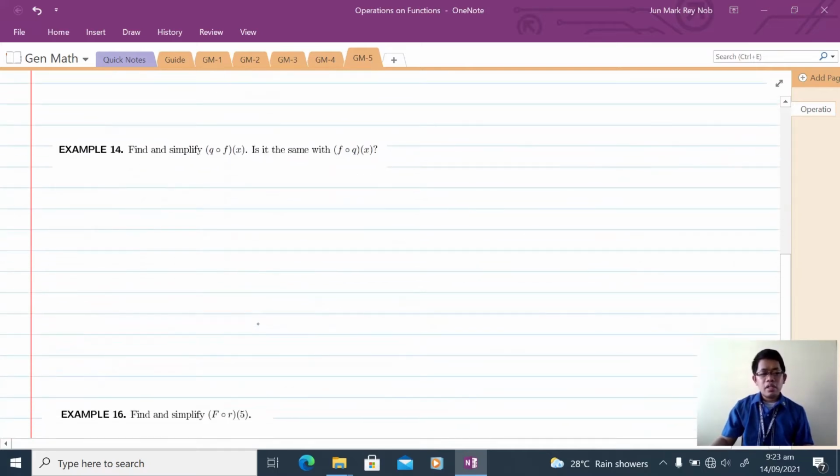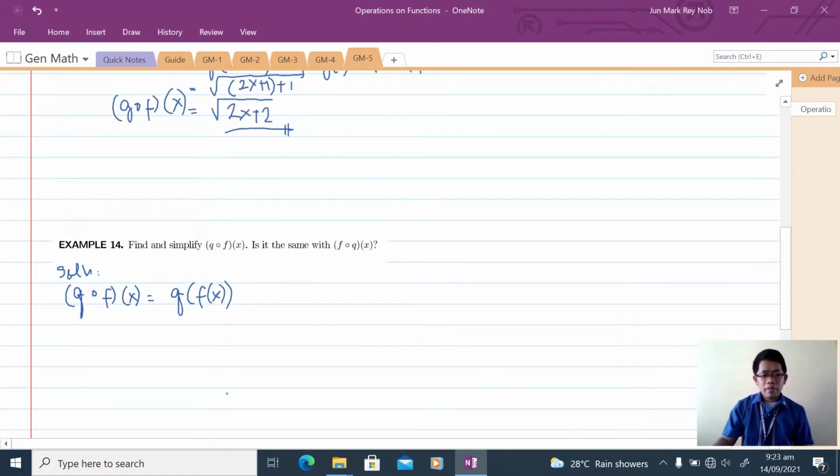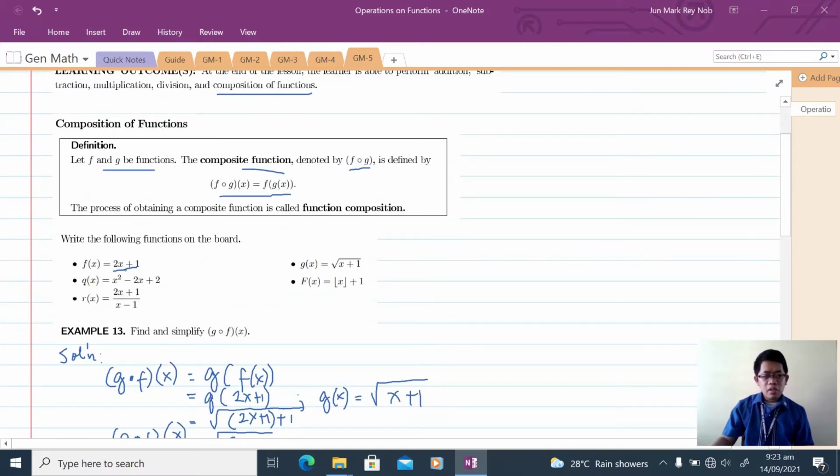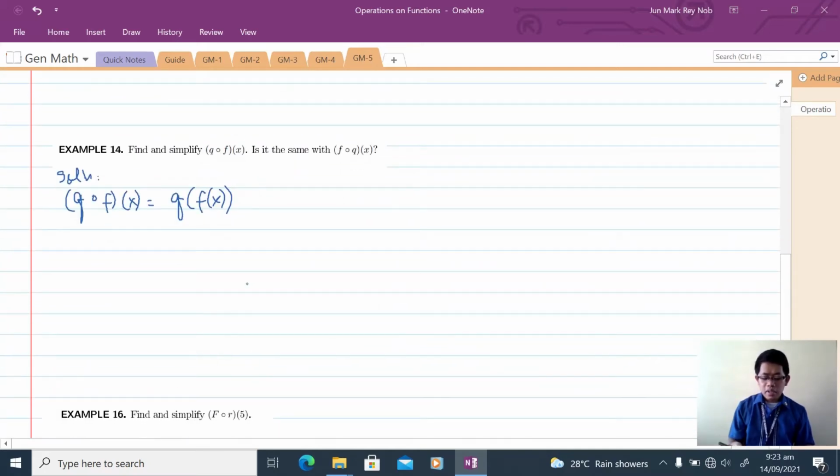For the next example, we have find and simplify the following composition. We have the composition of q and f, which is simply equal to q of f of x. Now, based from the definition, what is f of x? The f of x is 2x plus 1. So the same process with what we did a while ago, we will replace f of x by its value, which is 2x plus 1.